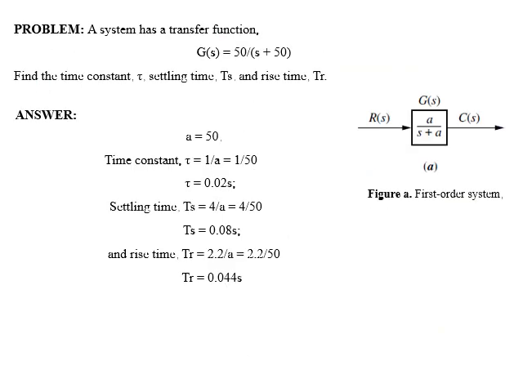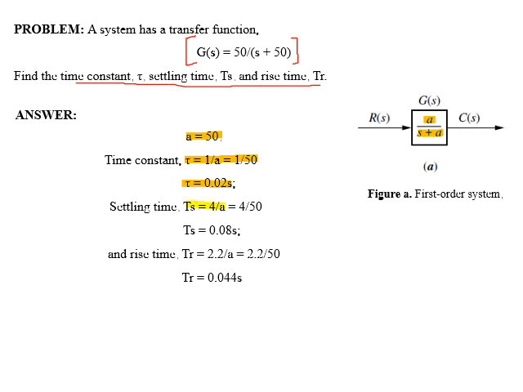Dear students, now in the given example, we have a first order system for which we have to find the time constant, settling time and rise time. Now in the solution, if we compare the given transfer function with the one in figure A, which is a divided by s plus a, we know that a equals 50. Now the time constant is equal to 1 over a, or 1 over 50, and its value will be 0.02 seconds.